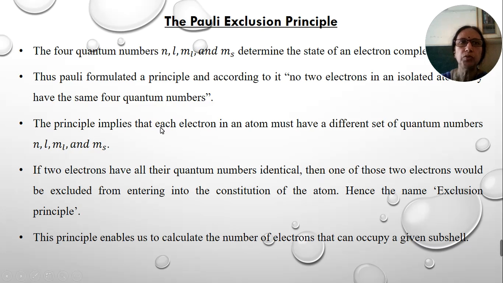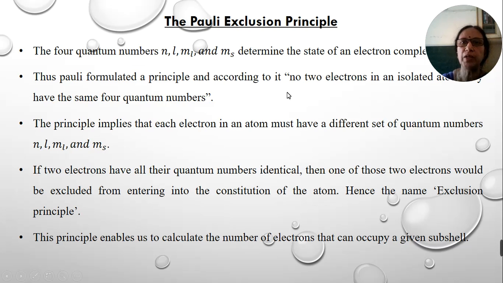The four quantum numbers n, l, ml, and ms, that is principal quantum number, orbital quantum number, magnetic orbital quantum number, and magnetic spin quantum number, determine the state of an electron completely. State of an electron completely means how the electrons are distributed in different subshells and thereby different main shells. Thus Pauli formulated a principle known as Pauli's exclusion principle.